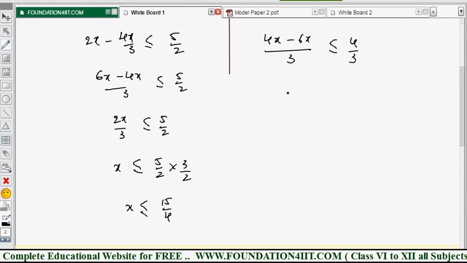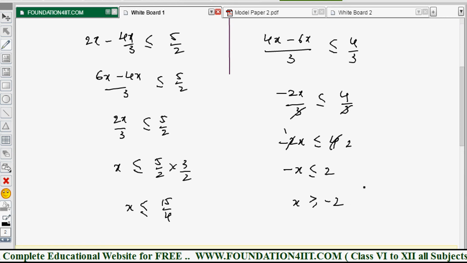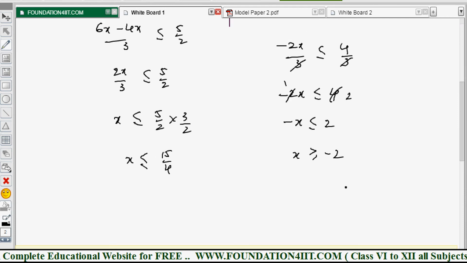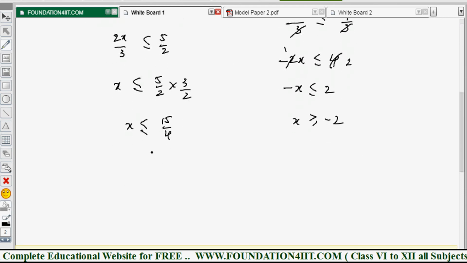And from this side 4x minus 6x is minus 2x by 3 less than or equals to 4 by 3. 3 gets cancelled, minus 2x is less than or equal to 4, 2 ones are 2, 2 twos are 4, that means minus x less than or equals to 2. Then x is greater than or equals to minus 2. Okay, if we change the sign, x is greater than or equal to minus 2. By combining both, two statements together you can make a single statement, that is minus 2 less than or equal to x, less than or equal to 15 by 4.